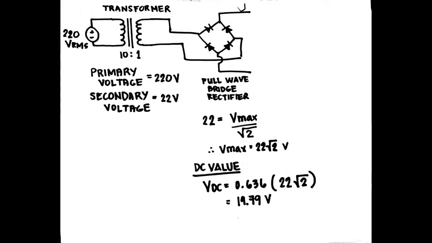The transformer has a turns ratio of 10:1. The primary voltage is 220 volts and the secondary voltage is 22 volts. For the full wave bridge rectifier, to get Vmax, multiply the VRMS, secondary voltage 22 volts, by square root of 2. Now the Vmax is 22 square root of 2 volts. The DC value is obtained from multiplying 0.636 to our Vmax, which is 22 square root of 2, and now our VDC value is 19.79 volts.